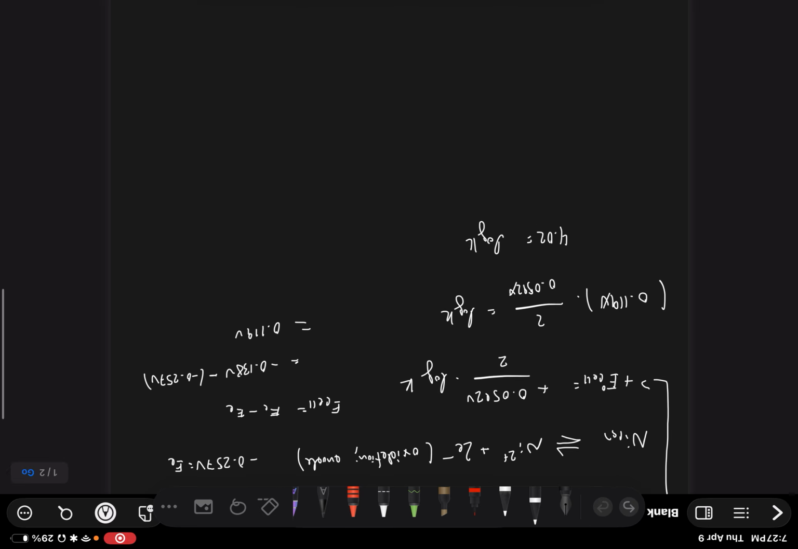So now how do you solve for K? Well, one way you could think of it is just writing out the base. So now we just need to find 10 to the power of 4.02.